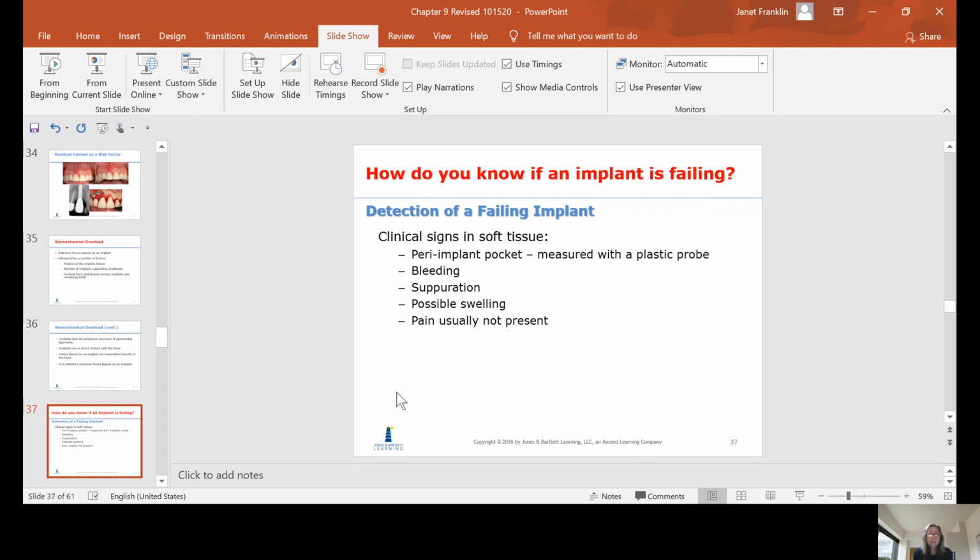So the clinical signs in the soft tissue first. The peri-implant pocket measured with a plastic probe. Now we use plastic or metal. Bleeding, suppuration, and swelling. Pain is usually not present. If a patient's experiencing pain around an implant, it usually means a pretty significant sign, but they don't always experience pain.